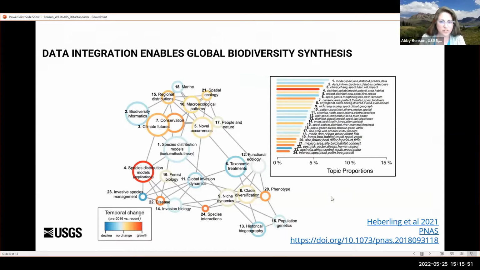Data integration enables global biodiversity synthesis. Here's a paper by Heberling et al., out last year, showing the wide range of ways that these data are used across biodiversity analysis and that research field, but also into chemistry and physics. There are so many ways these data are being used for understanding our world, and it's really exciting.